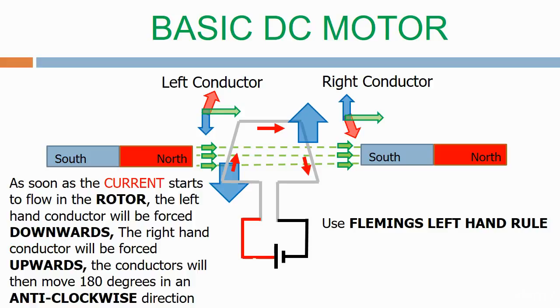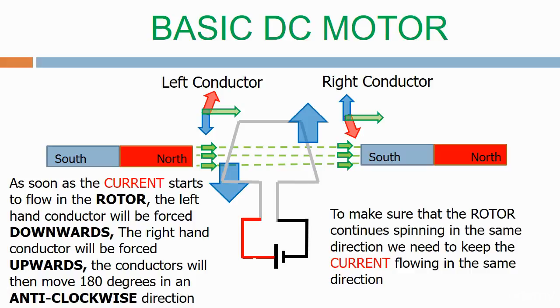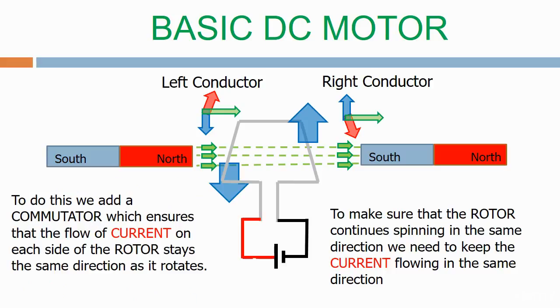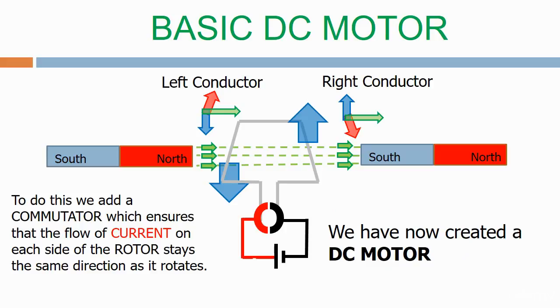As soon as the current starts to flow in the rotor, the left-hand conductor will be forced downwards, the right-hand conductor will be forced upwards. The conductors will then move 180 degrees in an anti-clockwise direction. To make sure that the rotor continues spinning in the same direction, we need to keep the current flowing in the same direction. To do this, we add a commutator, which ensures that the flow of current on each side of the rotor stays the same direction as it rotates. We have now created a DC motor.